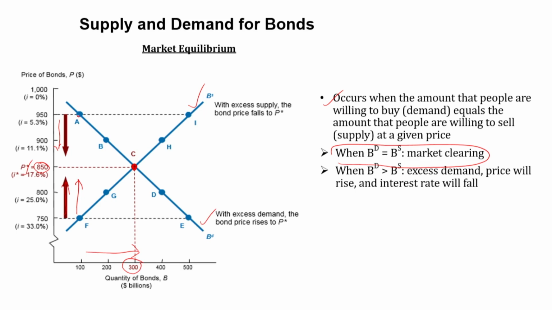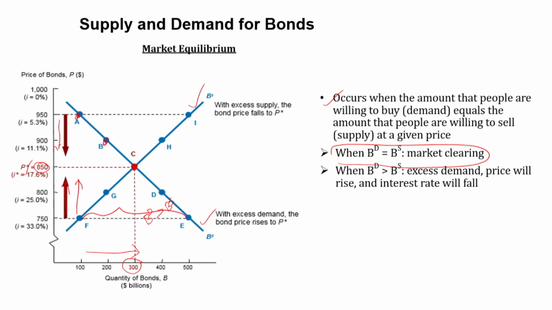Let us look at point A or point B. Point A or point B is not going to be the equilibrium position. The equilibrium position is going to be C, right? So at this price, what is going to happen? Suppose the bond demand is greater than bond supply. That means there will be excess demand here. In this range you can see BD is greater than BS, so there is excess demand.